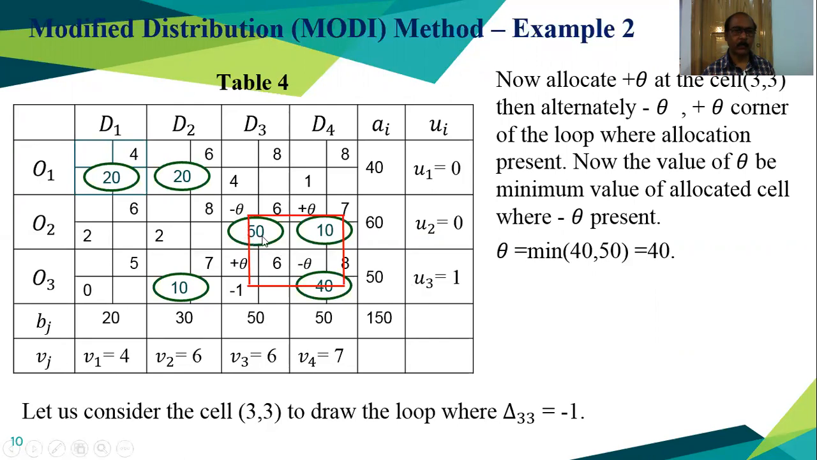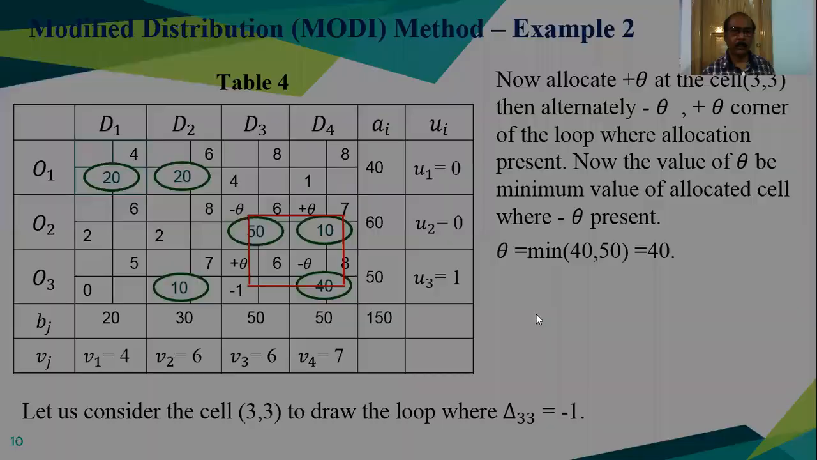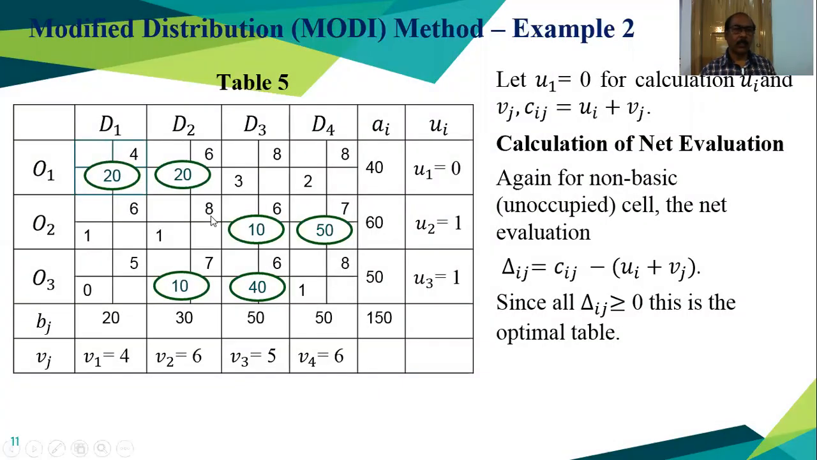And minus will be here, and it would be added here, and it would be added here. So this will be 40, this will be 10, this will be 50, and this will be empty. This is our new allocation: 20, 20, 10, 50, 10, 40.